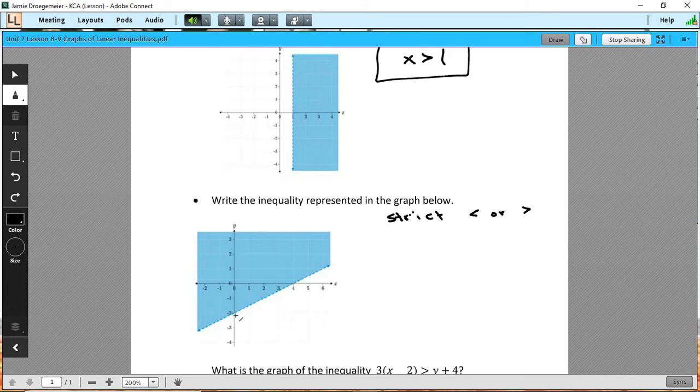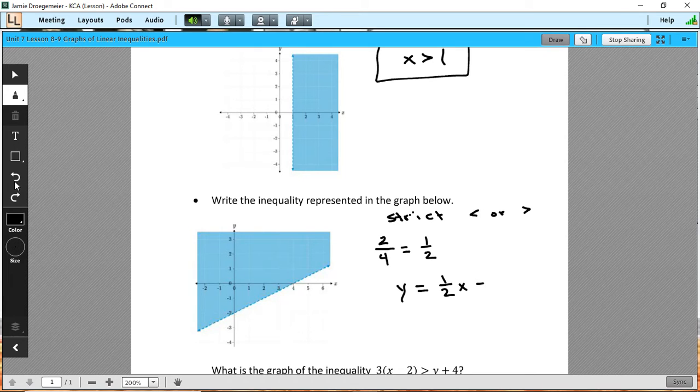Then we want to know what the slope is. If we just look at our intercepts, to go from here to there, I'm going up 2 and to the right 4. So up 2 is the numerator of my slope, and to the right 4 is the denominator. So 2/4 simplifies to 1/2. So 1/2 is our slope, and -2 is our y-intercept. If I was writing the equation, it would be y equals 1/2 x minus 2.